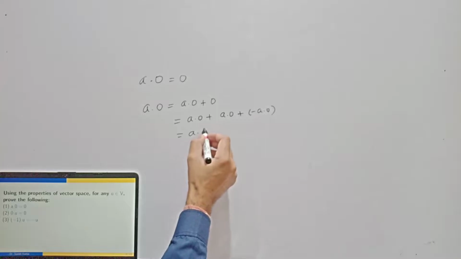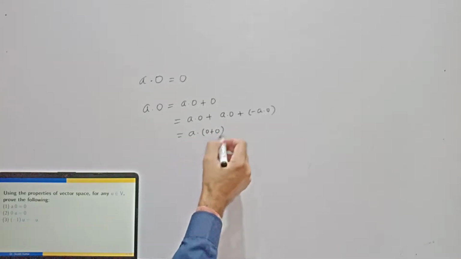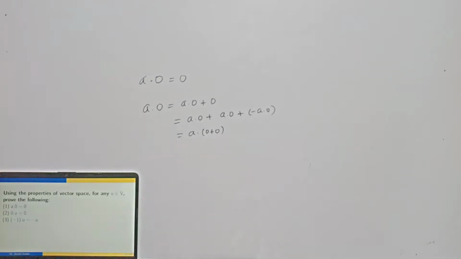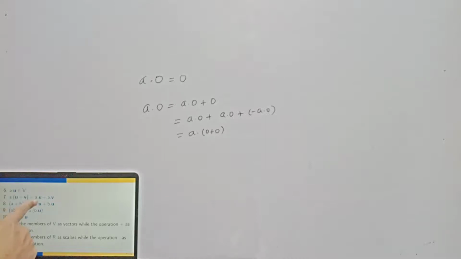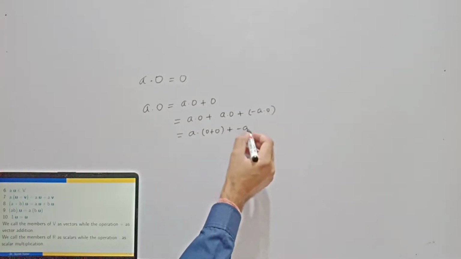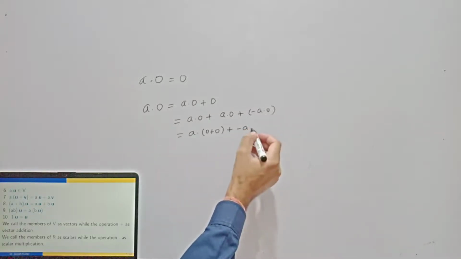Now I can write it as a dot (0 plus 0). You know this kind of property is there in the vector space. Which property? See this property: a dot u plus a dot v can be written as a dot (u plus v). Property number 7 I am using here.